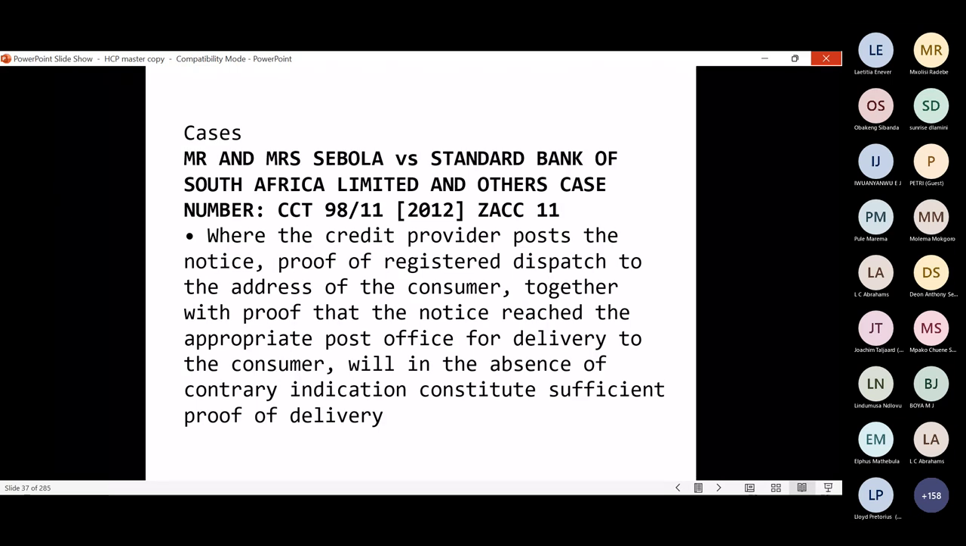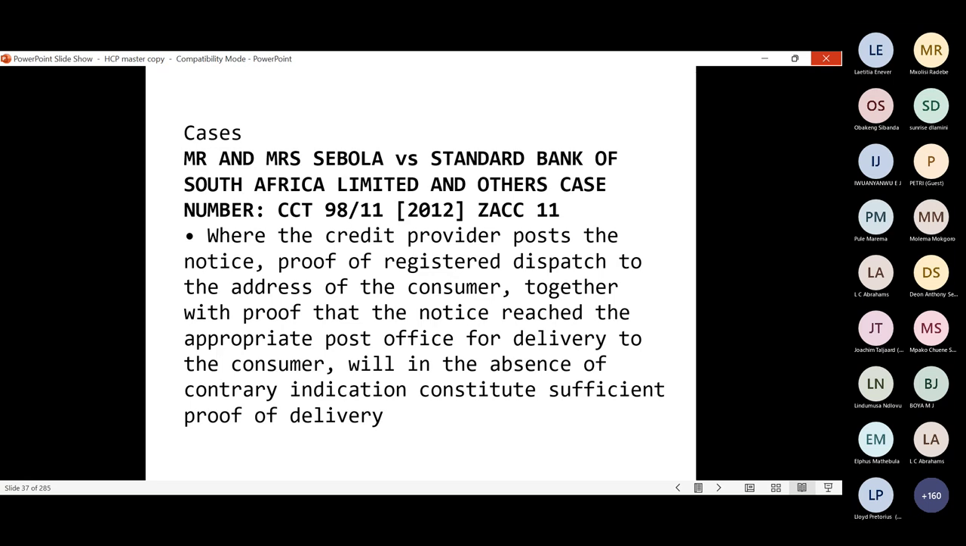this is not what the Act says, that it must be served by registered mail. But here, the court says where the credit provider posts the notice, the proof of the registered dispatch to the address of the consumer, together with proof that the notice reached the appropriate post office for delivery to the consumer, will, in the absence of contrary indication, constitute sufficient proof of delivery. So what that means is the following. When the credit provider sends the letter by registered post, right? The post office then brings the postman. I don't know how we can rely on the postman, but this is ideally how it should be.